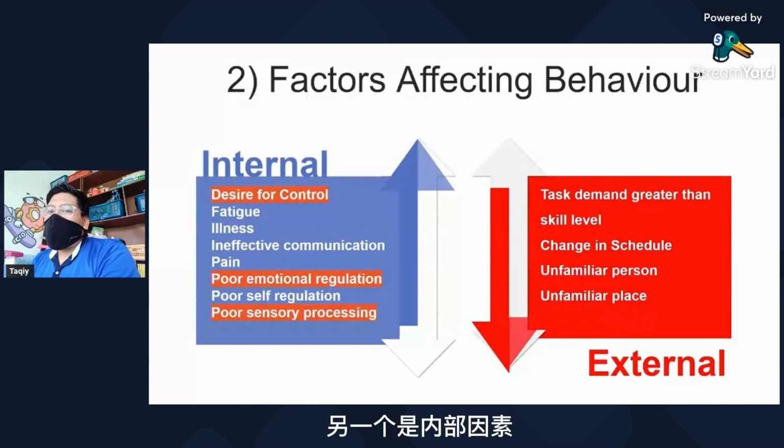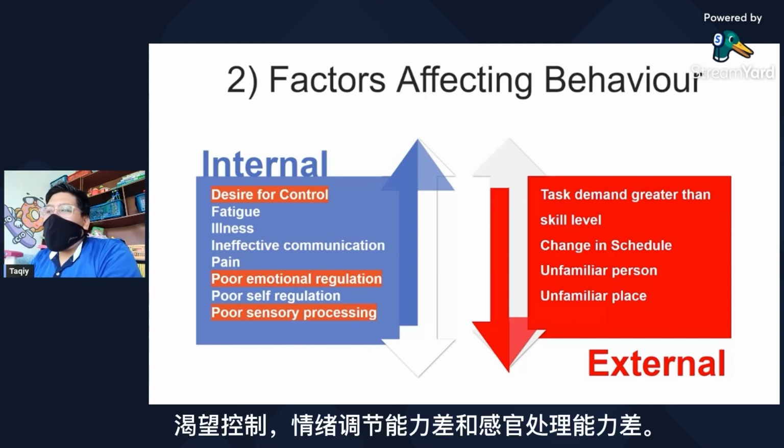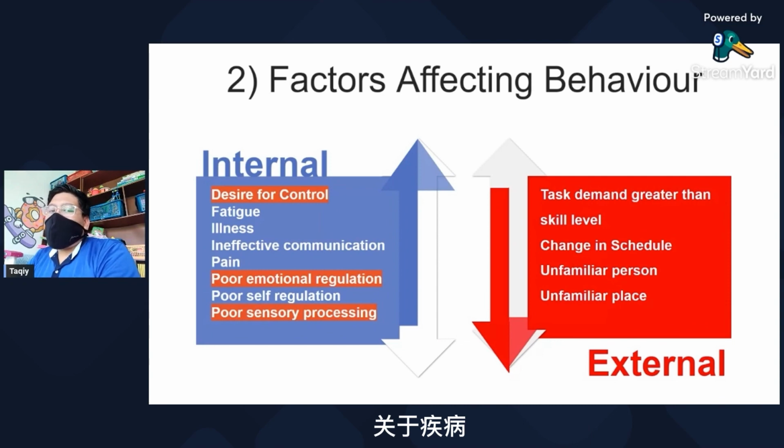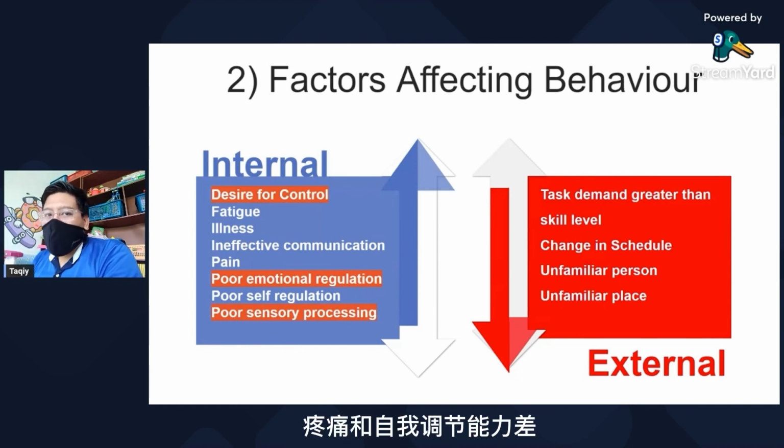Another one is internal factors. For internal factors, as you can see here, I highlighted 3 items, which are the desire for control, poor emotional regulation, and poor sensory processing. These 3 are some of the common ones that we can always see. Other things are fatigue, illnesses, ineffective communication, or in other words, non-verbal children or children who have difficulties to talk, pain, and poor self-regulation.